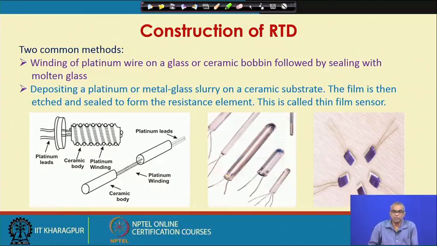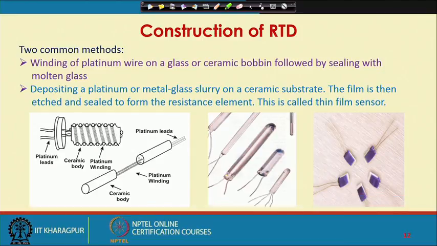For construction of RTDs, there are two common methods: winding of platinum wire on a glass or ceramic bobbin followed by sealing with molten glass, or depositing a platinum or metal glass slurry on a ceramic substrate. The film is then etched and sealed to form the resistance element. This is called a thin film sensor.